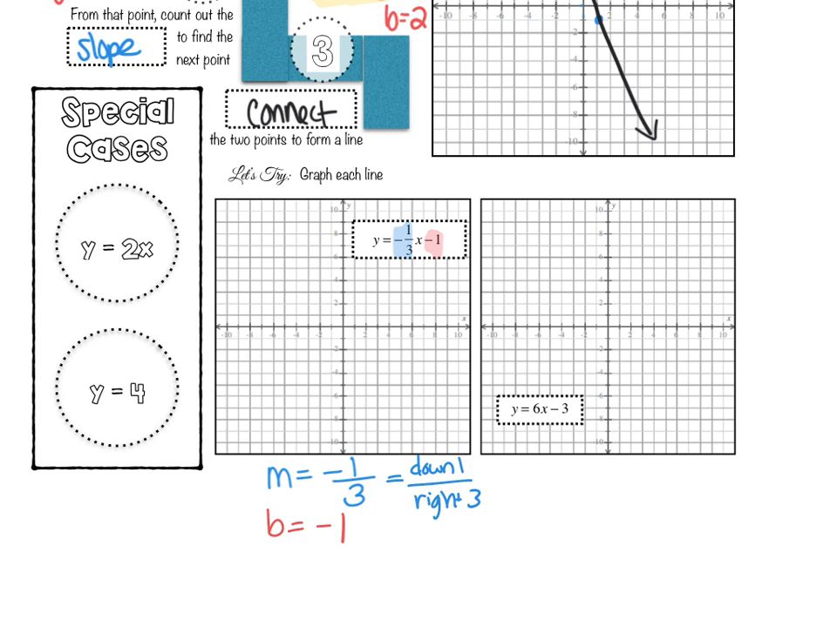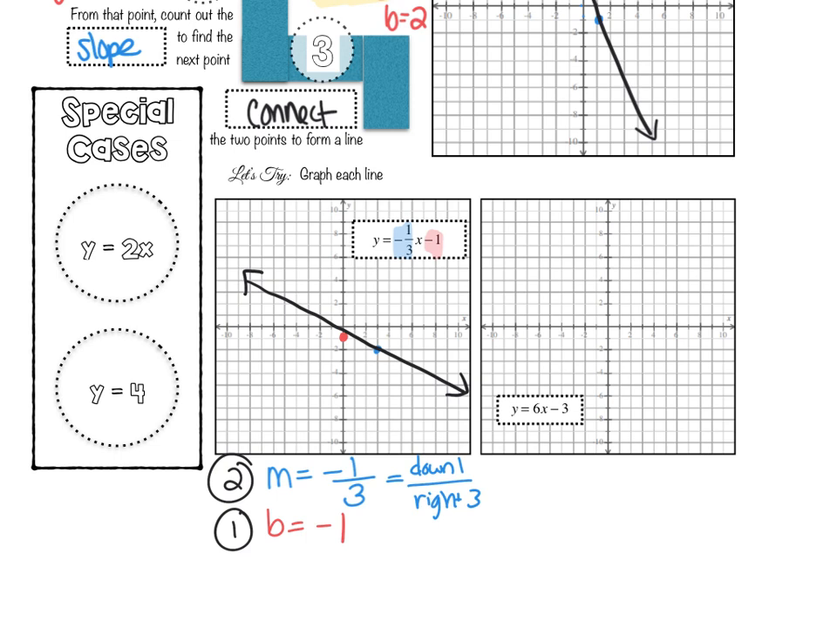So remember, according to our steps, my first step is to plot the b, or the y-intercept, on the y-axis. So I'm going to plot negative 1 on the y-axis right here. And then from here, the second step is to use the slope to plot another point. So I'm going to use my slope, knowing it means down 1 and right 3, and I'm going to plot my second point. So my line should look something like this once I connect them. Let's look at the next example.